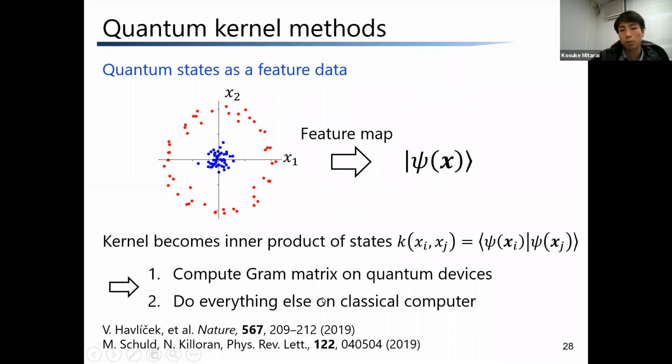So this is proposed in these papers, and it is really applicable to the NISQ devices because computing this inner product is kind of easy even on the NISQ devices.